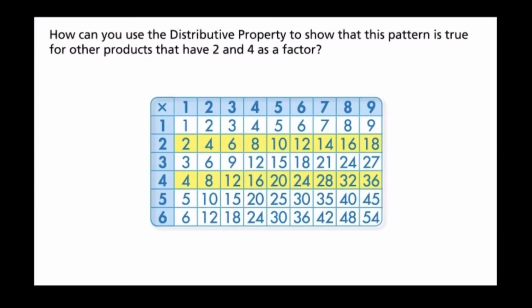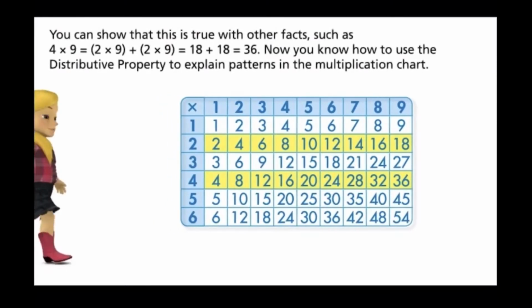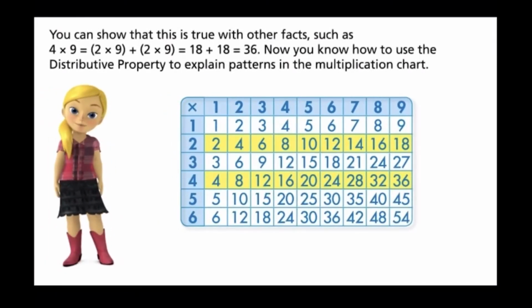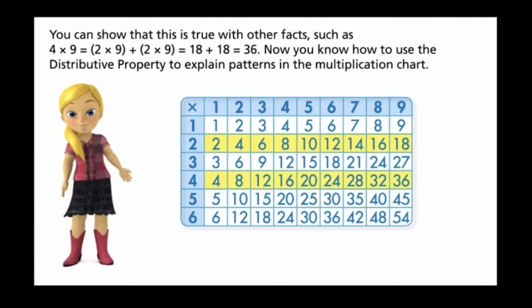How can you use the distributive property to show that this pattern is true for other products that have 2 and 4 as a factor? You can show that this is true with other facts, such as 4 times 9 is equal to 2 times 9 plus 2 times 9, which is equal to 18 plus 18, which is equal to 36. Now you know how to use the distributive property to explain patterns in the multiplication chart. Good job!